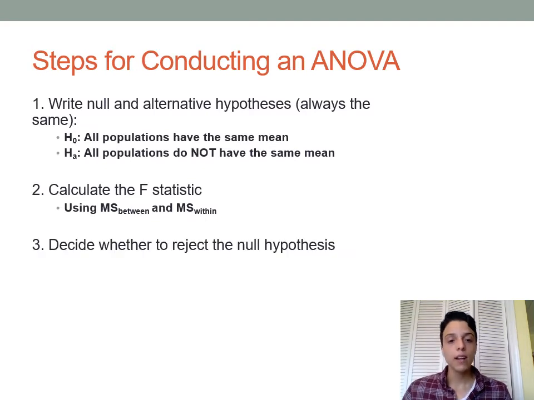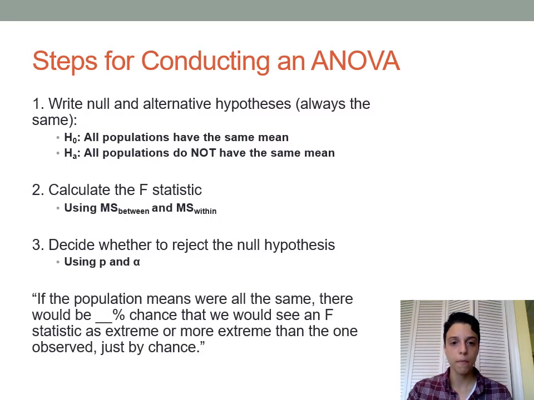Finally, we decide whether to reject the null hypothesis. And we'll do this using that F distribution, where we'll see how likely it is that we would have gotten an F statistic as big or bigger than the one we got if all populations actually did have the same mean. And specifically, we'll use this information in the form of the p-value, and we will reject the null hypothesis if p is smaller than alpha as usual.